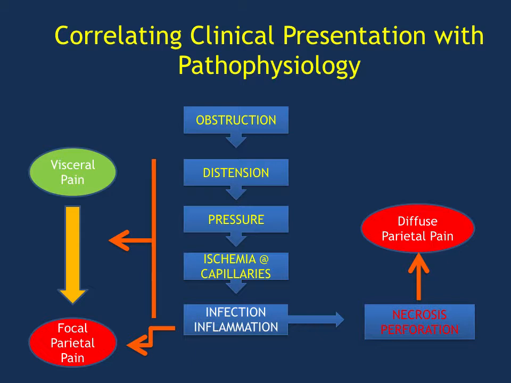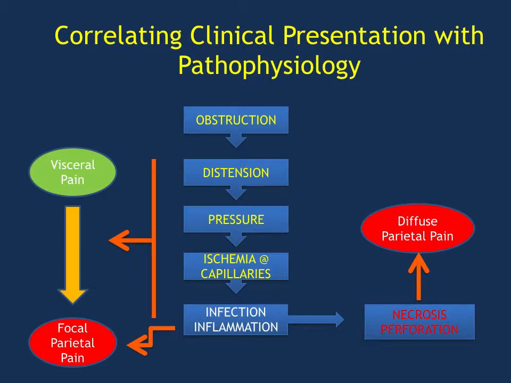And then as you go down past the pressure and you start developing ischemia and then infection and inflammation, that's when the pain becomes more intense, and the pain also starts to become more localized to the right lower quadrant with tenderness, as the full thickness involvement of the inflammation results in activation of pain fibers along the parietal peritoneum as well.